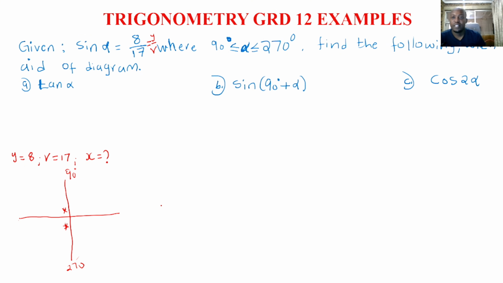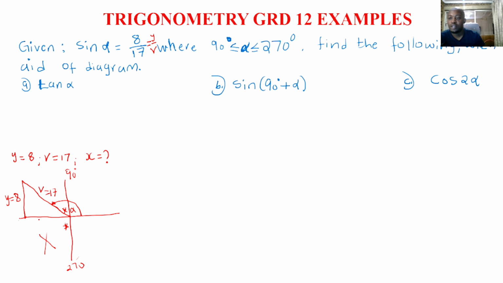Now let's decide where y is positive. y is positive up here on the second quadrant. Here it is negative, so definitely it's not going to be on this quadrant. It's going to be on this one. How did I decide that? Because our y, which is opposite to the angle alpha, is positive, so it's going to be 8 there, and then r is going to be 17.